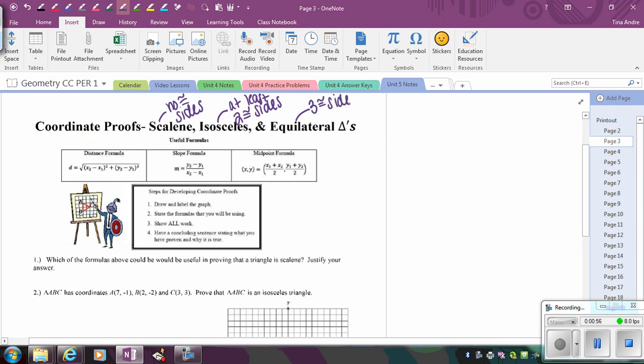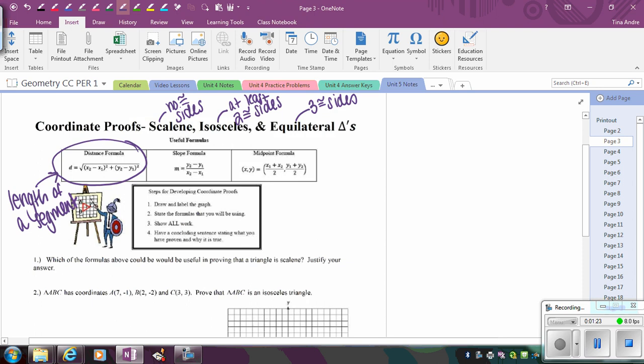So if I want to prove a triangle is scalene, isosceles, or equilateral, or classify a triangle by its sides, I have to know how many congruent sides it has. So I'm going to use the distance formula to find the length of a side. So this will give us the length of a segment or side of a triangle.